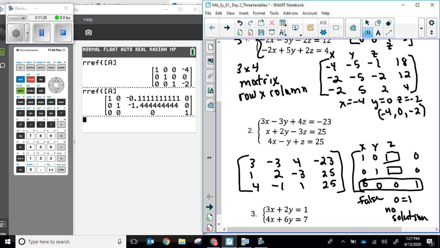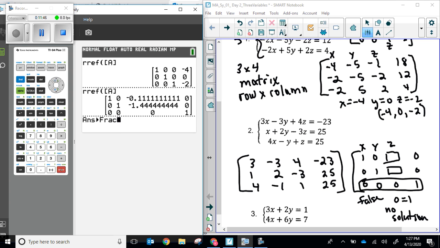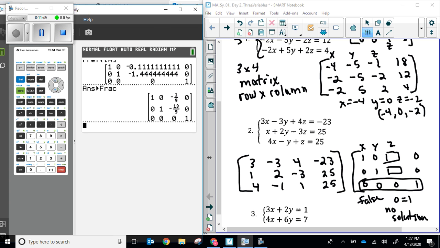All right. I can show you how to change those back to fractions on the next one I was going to show you, but we'll go ahead and do it on this one too. Okay, so if you go to math, number 1 is the option for fraction, and press enter, it'll change those decimals back to fractions for you. Kind of a handy little tool.